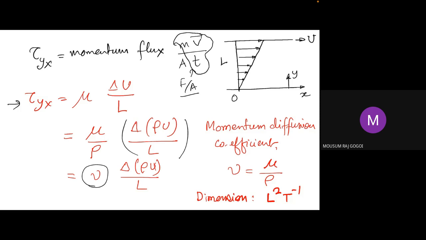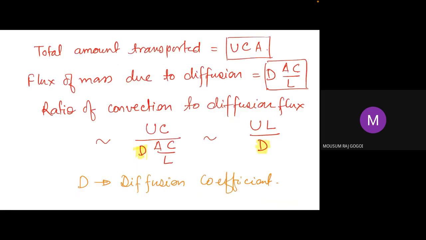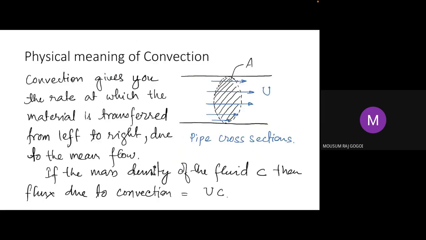So convection, we can think of like this: let us consider a pipe cross section where the fluid is moving at a uniform velocity of u. So if you take a cross section, I don't know why the slides are not changing properly.